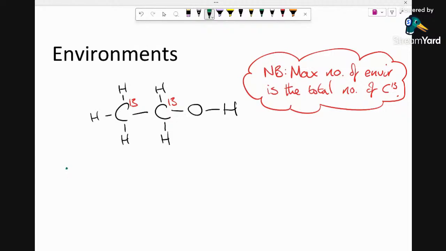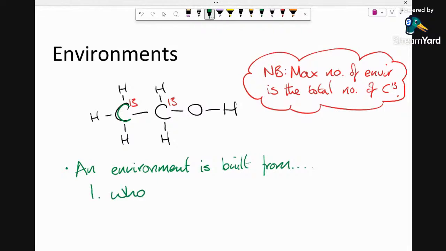An environment is built from number one, who you are connected to. Who you are connected to.